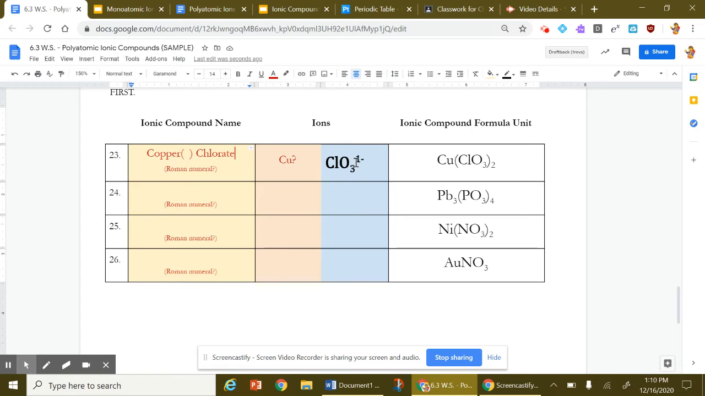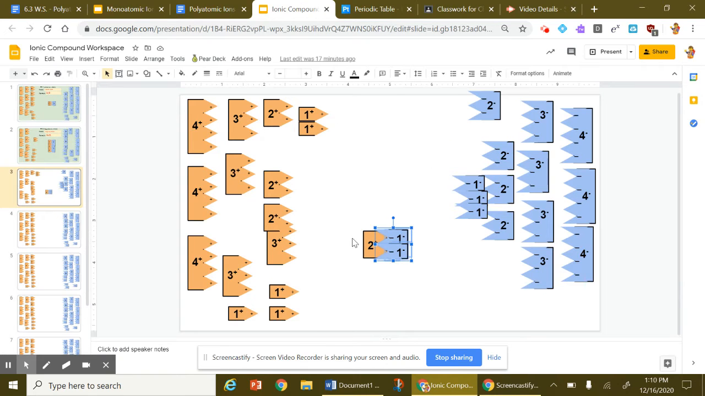But anyways, we've got to figure out what is the charge of this copper ion. What is it? It could be anything. It could be copper 1, copper 2, copper 3. What we do know is that it takes 2 chlorates to cancel out the charge of 1 copper. So these chlorates are each 1 minus. Let's see here. This chlorate is 1 minus.